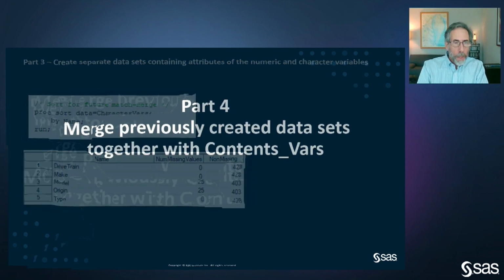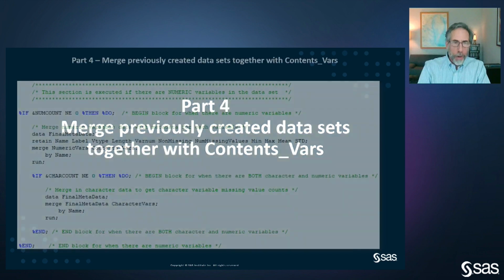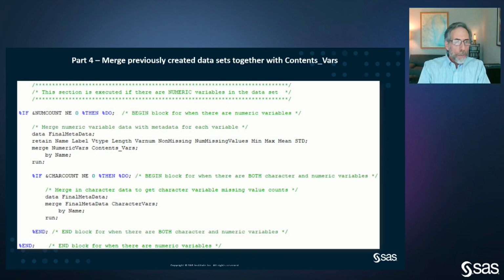Now that we've done all the work of creating the data sets, it's time for us to start merging things together to get to our final data set. So we're going to merge the previously created data sets together with contents_vars, which was created in part 1 of the program. So if ampersand num count is not equal to 0, meaning that we have numeric variables, then we're going to do this next section. And of course, in our example, we do have numeric variables.